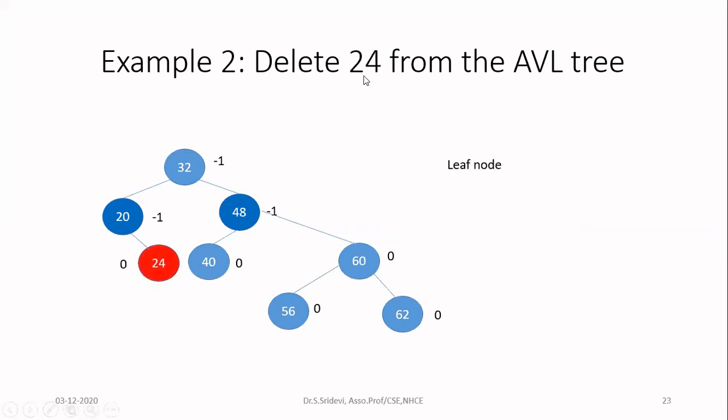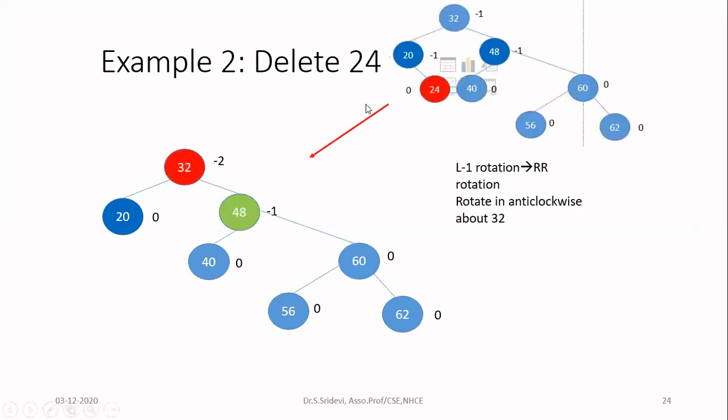Next, I need to delete 24. 24 is the leaf node. Since it is a leaf node, delete it, replace the parent with null. So now here my tree was like this. I have removed this 24. Now 20 will have null in the right child, right subtree. So I'm having like this. After you have deleted, calculate the balance factor of all the remaining nodes.